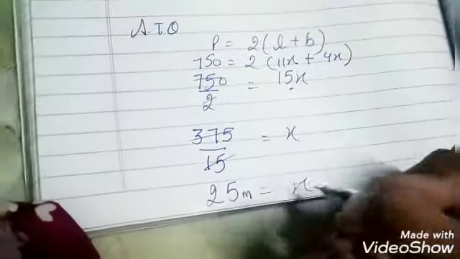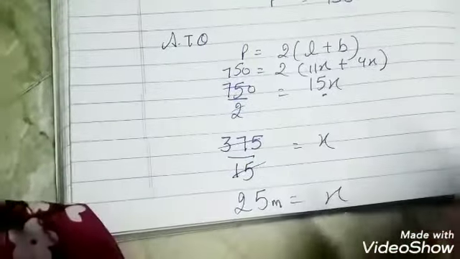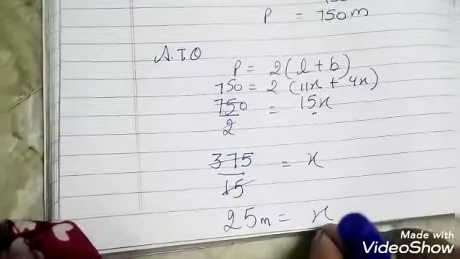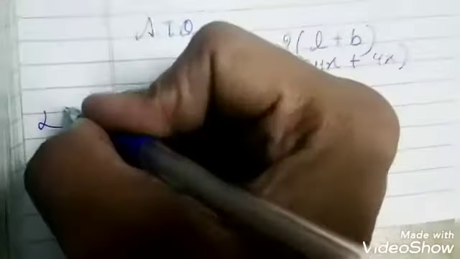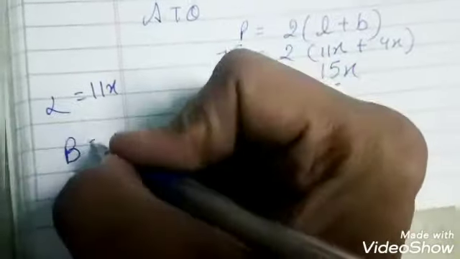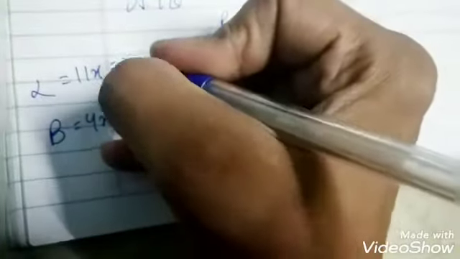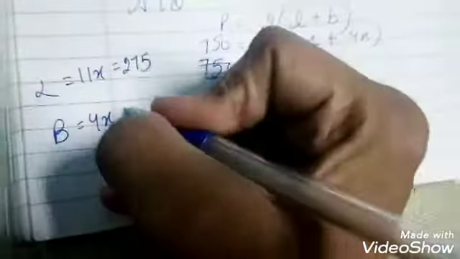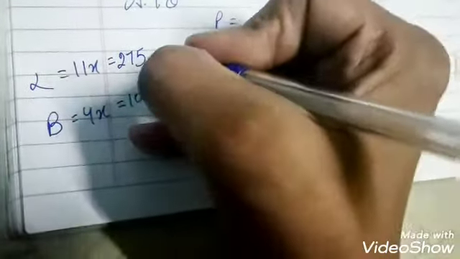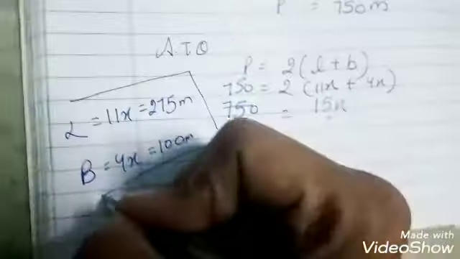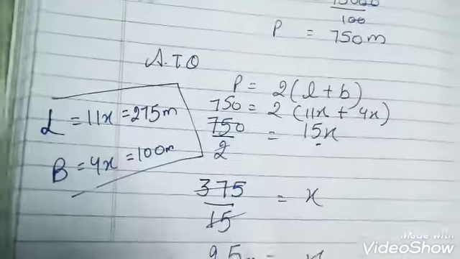25 meter. But what was your x? x was nothing, it was just a part of the ratio. So how will we find out the length and breadth? Here I am writing length and breadth. Length was 11x and breadth was 4x. So 11 into 25 will be 275 and 4 into 25 will be 100. So this was the length and breadth. Am I clear, class?